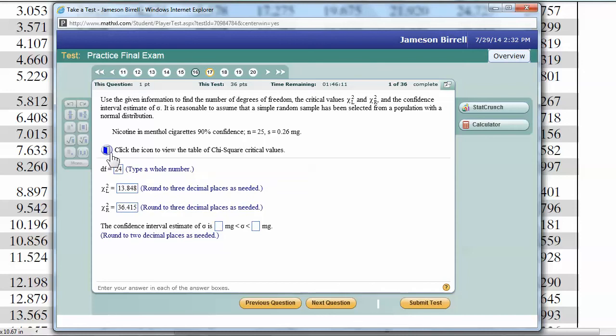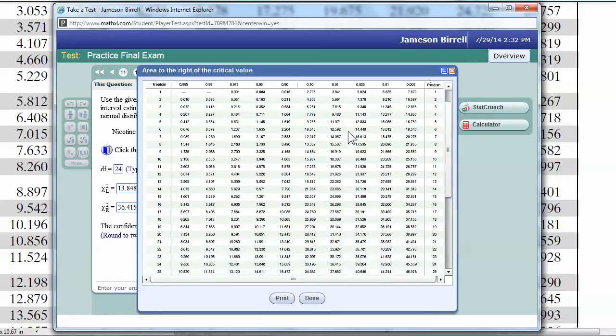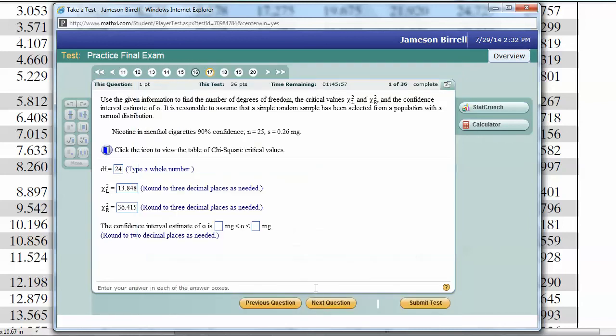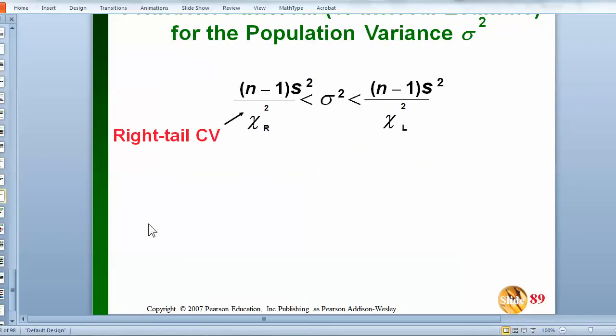The reason they may make this so small is because then you can see all the pieces. Scroll down to 24, and you can see that 36.415. Okay, then the confidence interval. To do this, we need to take those two critical values we just found, and the sample size we have, and the standard deviation we have, and put them all here, and then we take the square root of each piece. So I'll do that quickly.